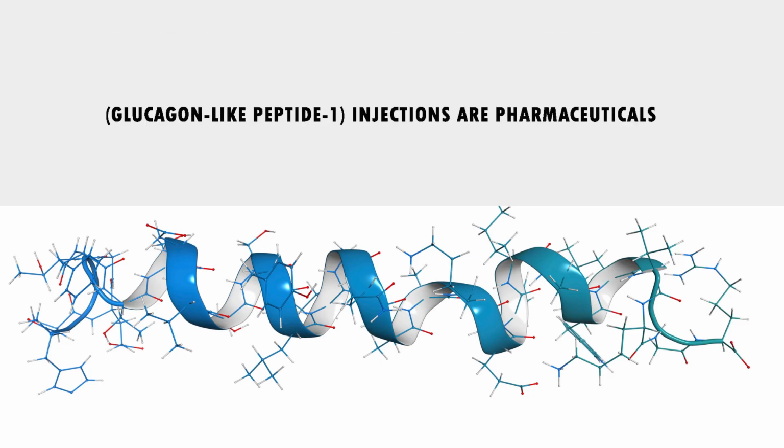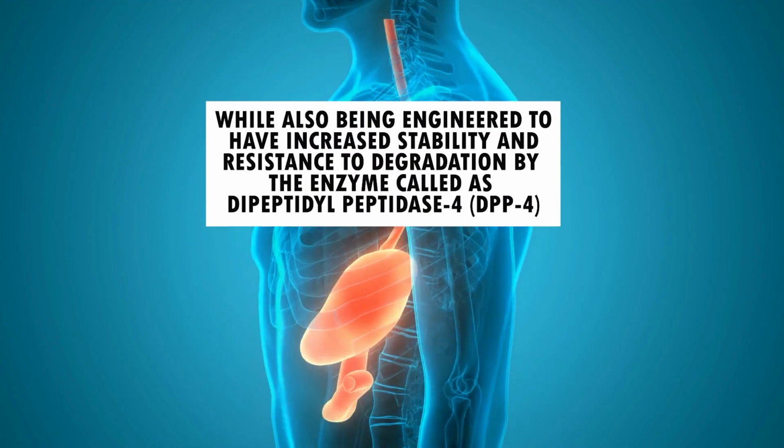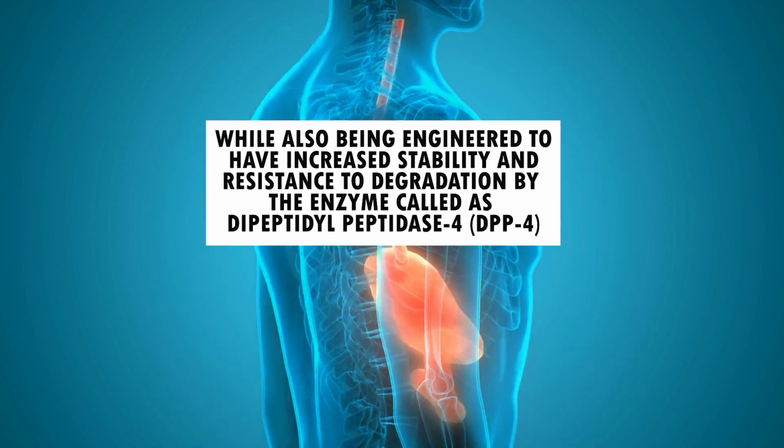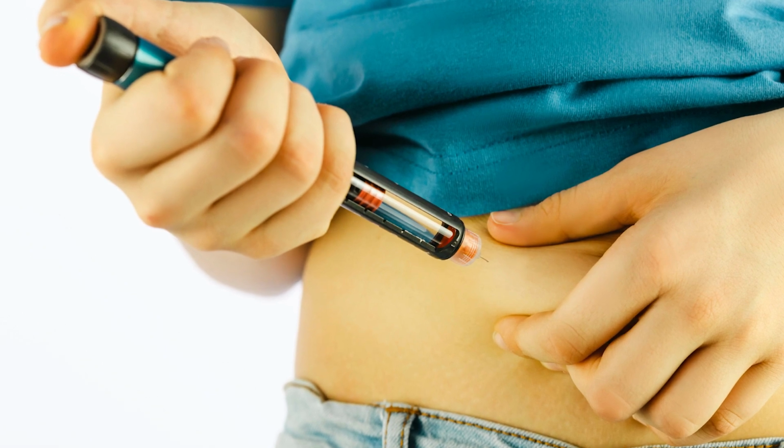But here's where it gets interesting. GLP-1 slows down the emptying of the stomach, and thereby it provides a sense of fullness and decreases the appetite, which helps to regulate food intake. The GLP-1 injections are pharmaceuticals that have been developed to mimic the effects of naturally occurring GLP-1, while also being engineered to have increased stability and resistance to degradation by the enzyme called DPP-4. By doing so, the medicine stays for a long time within the body.